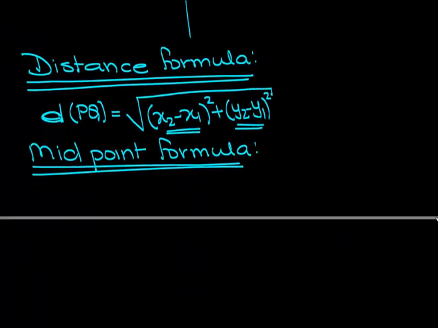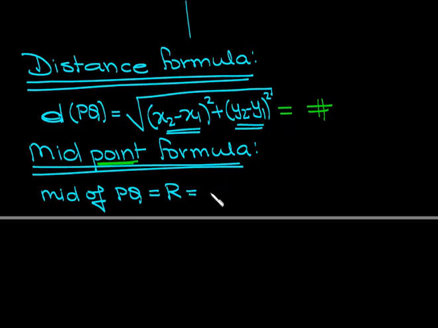Now the distance formula gives you a number. When you use this formula, you're going to get a number because it's going to give you the distance between those 2 points. The midpoint formula, like the name tells you, midpoint, it gives you a point back. Okay, so the midpoint of PQ, which we called R, is going to be, you take the average of the x values.